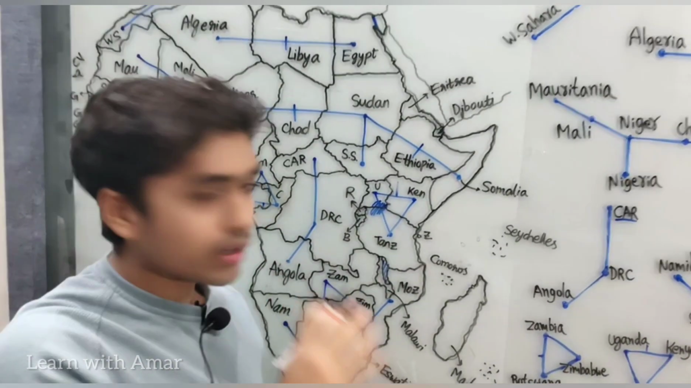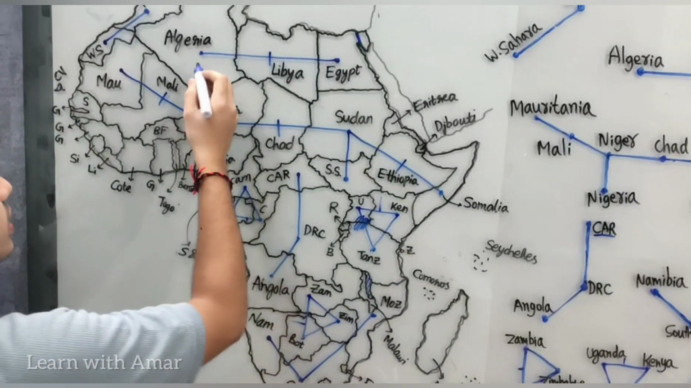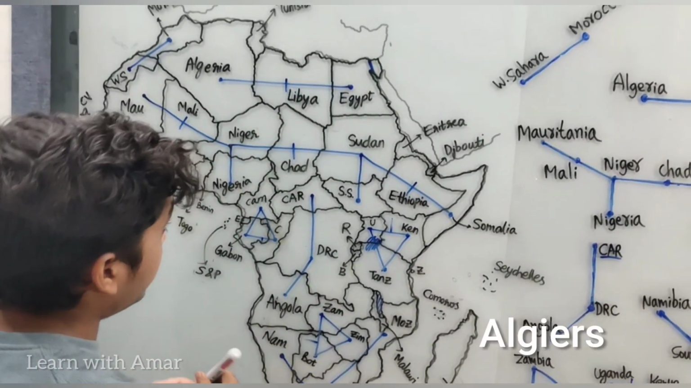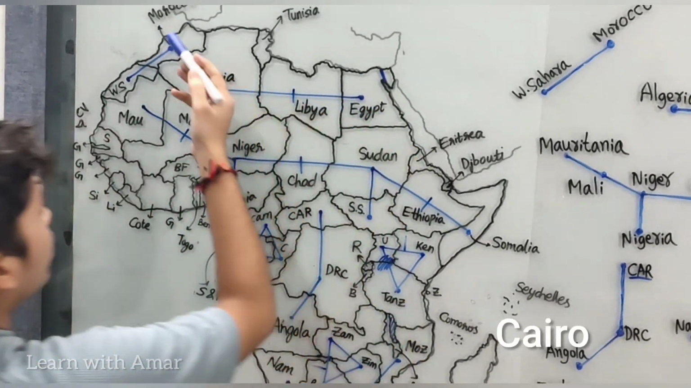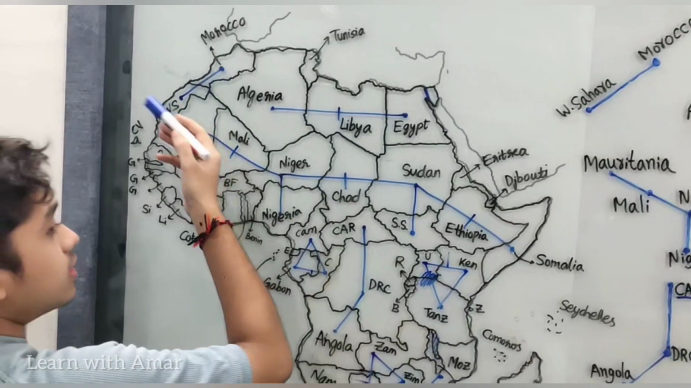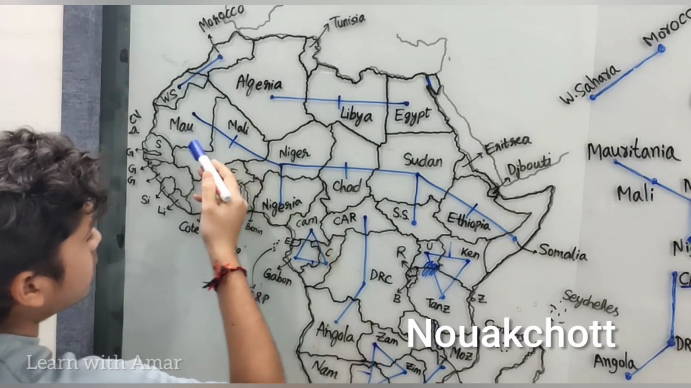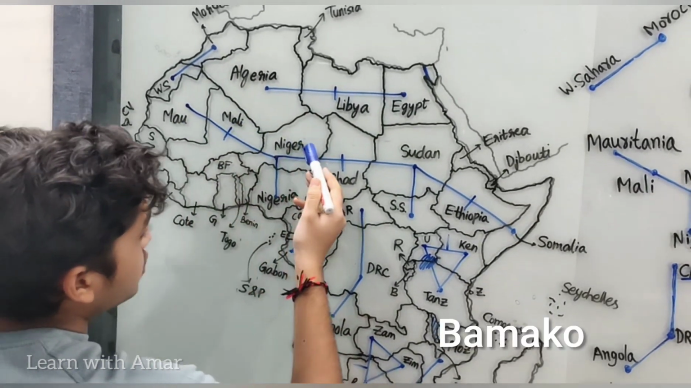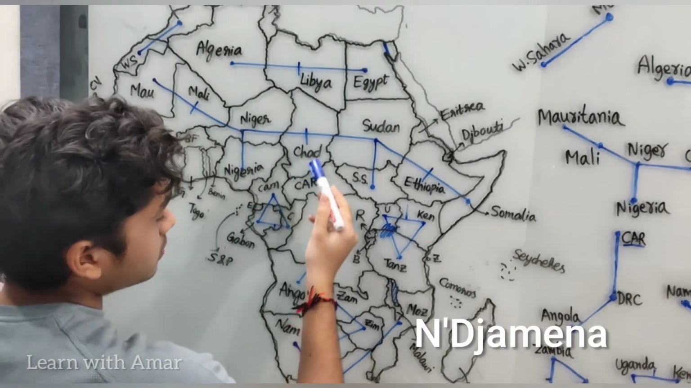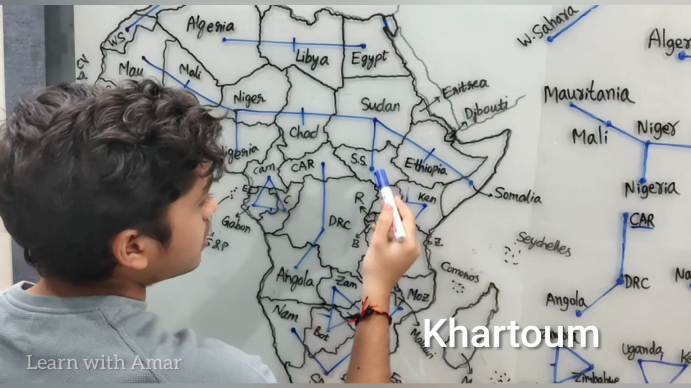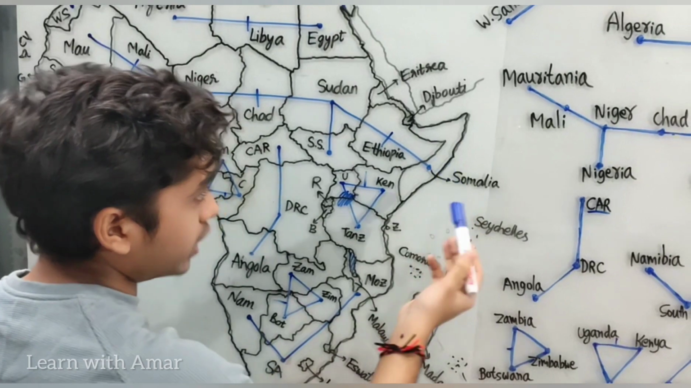Now let us look at the capital cities of these countries. So Algeria is Algiers, Libya is Tripoli, Egypt is Cairo, Morocco Rabat, Western Sahara Laayoune. It is a disputed area, it's not a country. Mauritania Nouakchott, Mali Bamako, Niger Niamey, Nigeria Abuja, Chad N'Djamena, Sudan Khartoum, South Sudan Juba, Ethiopia Addis Ababa, Somalia Mogadishu.